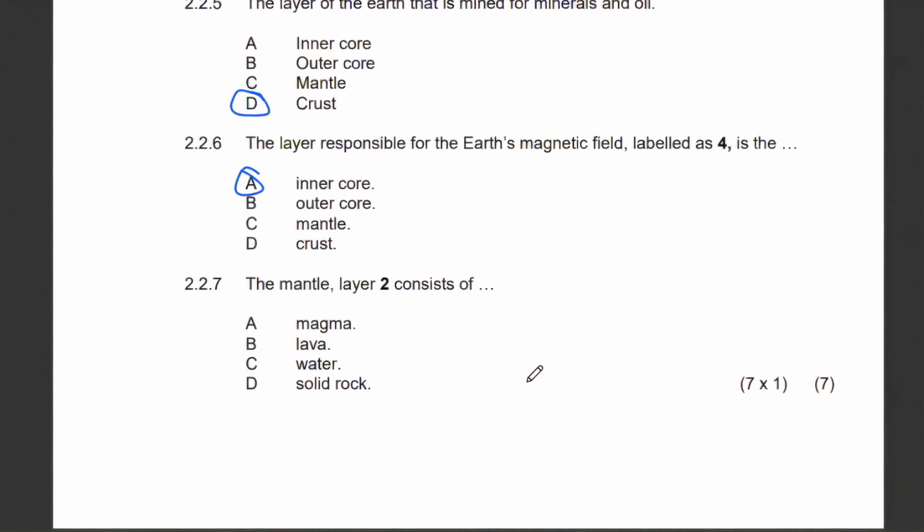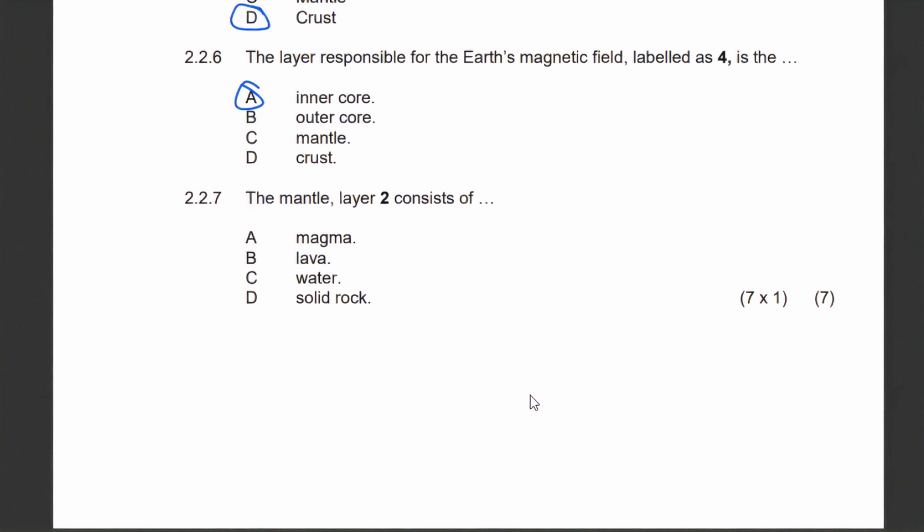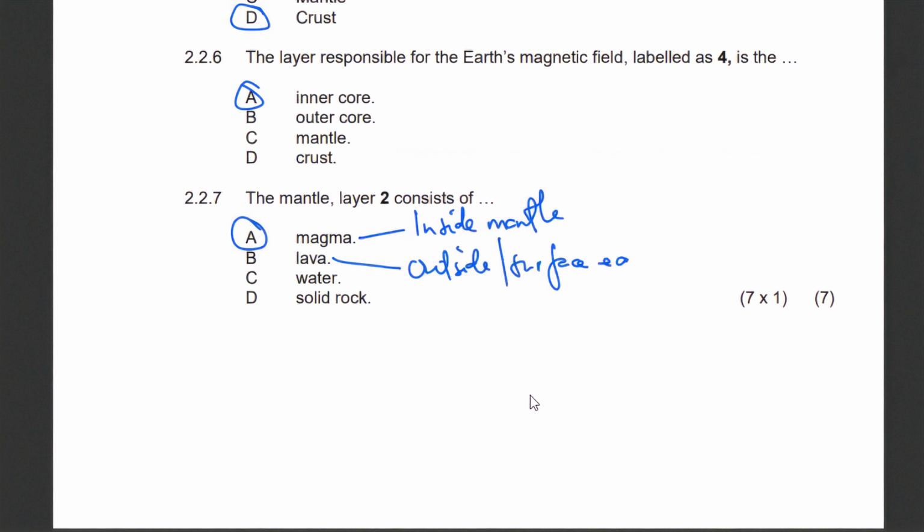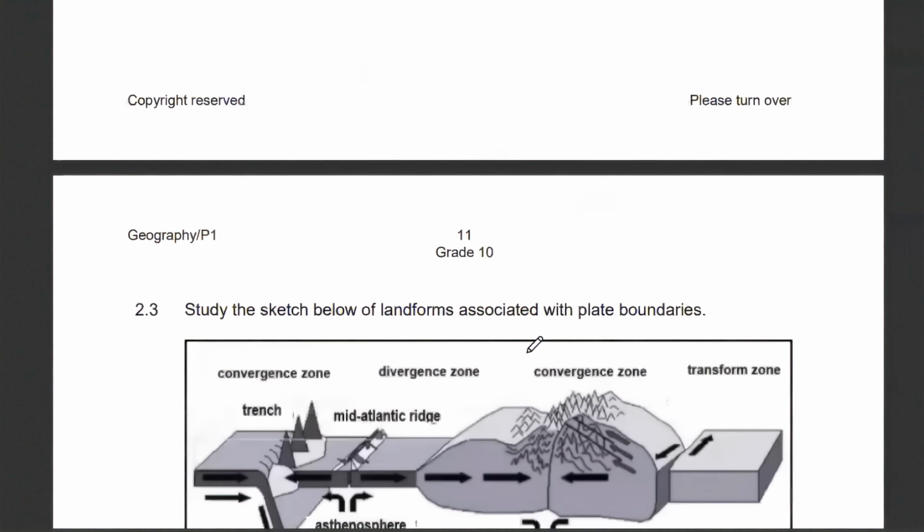Then the mantle, layer 2, consists of magma. Remember the distinction between magma and lava. Magma is inside the mantle. Once the hot liquid rock is inside the mantle it is magma, and once it is outside, on the earth's surface, it is now called lava. So that's the difference there, but both refer to hot molten rock. But once it is still contained inside the mantle, it's called magma. Once it is exposed and it erupts as a volcano, it is referred to as lava. Right, that takes us to the end of question 2.2.